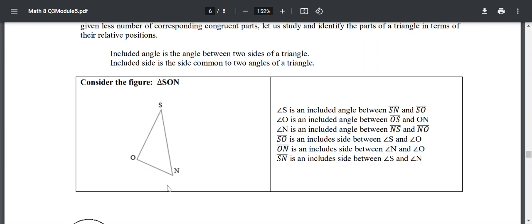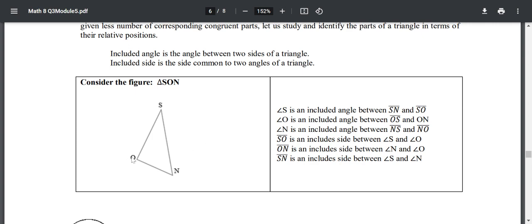Triangle SON. Where is the included angle here? So angle S, this is an included angle between which sides? Which sides stand on both sides of S? That is side SN and side SO. So angle S is in between side SO and side SN, which means that angle S is an included angle between side SN and side SO.